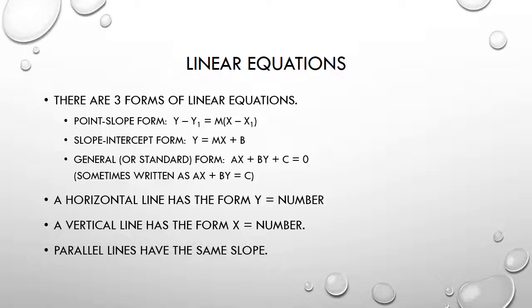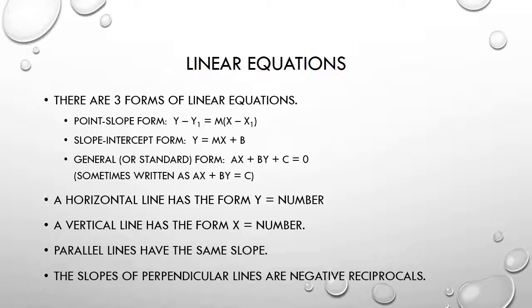Parallel lines will have the same slope, a little fact you learned in geometry and reviewed in Algebra 2. And we also learned this in geometry and then reviewed it in Algebra 2. The slopes of perpendicular lines are negative reciprocals. What that means is if the slope of one of your perpendicular lines is 1/2, then the slope of the other line would be negative 2.